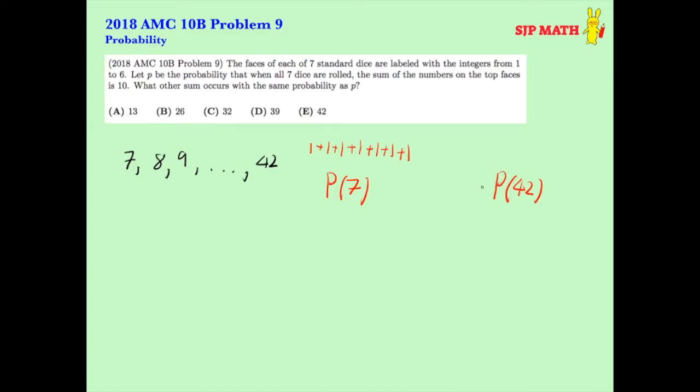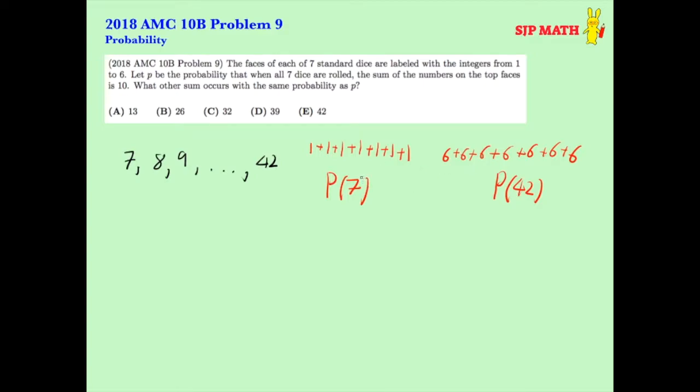And to get a sum of 42, all the top faces have to be 6. So it'll look like this, with 2 more 6s. Okay, that looks right. So we got that.